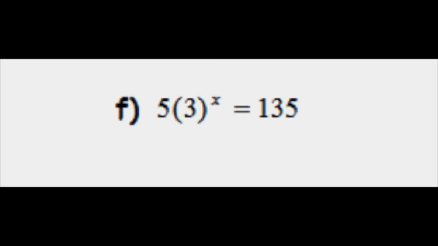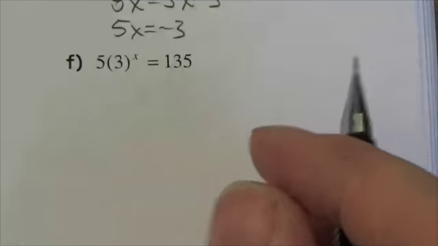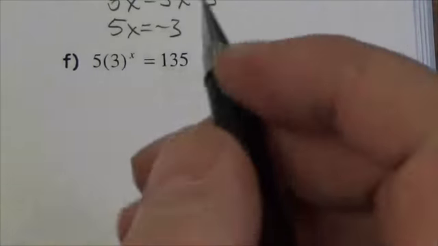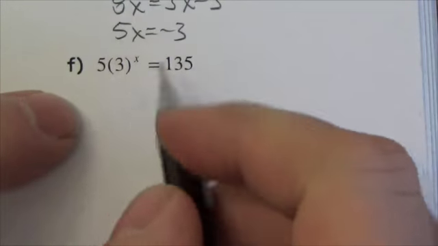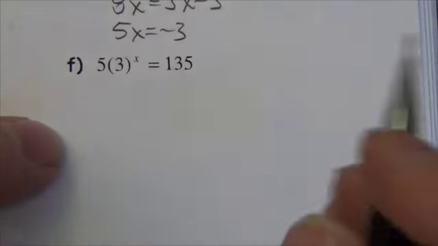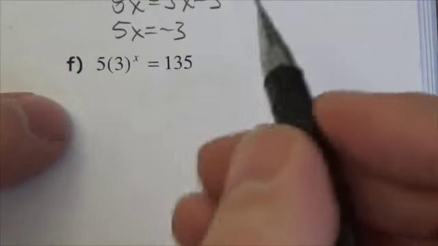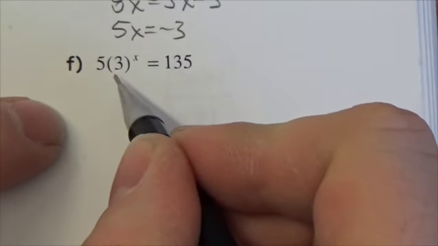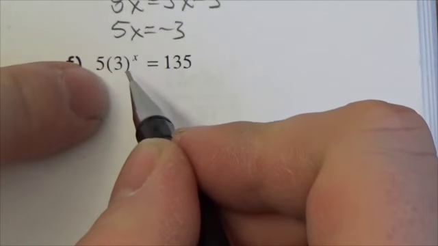5 times 3 to the x equals 135. Okay, this question here is a little different. When you look at this right away here, looking for a common base, I'm not seeing anything. But what I should be doing first though is isolating the power. Okay, I should be getting the power by itself if I can.